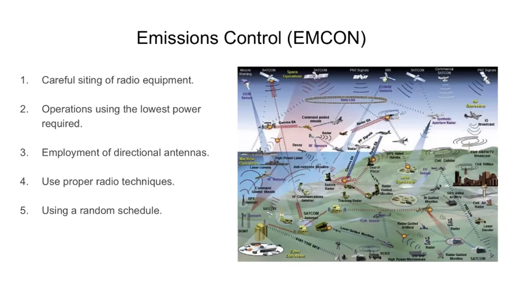So how do we protect ourselves from this? Whether it's radio direction finding or actually having our communications intercepted by people that we don't want them to intercept? Well, it's called emissions control, or EMCON. And there's 5 points that the Army puts out that can help us control our emissions. The first one is location of our radio.